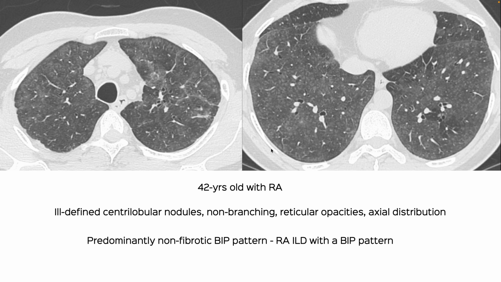The BIP pattern is the original HP pattern, and we now know that whatever looks like classic HP can actually be a pattern in patients with connective tissue disease, or there could be other etiologies as well. And as I said, I will do a separate post to explain the evolution of the BIP pattern, or the bronchiolocentric interstitial pneumonia pattern. And this is a patient with RA with these classic ill-defined centrilobular nodules and ground glass, which represents a non-fibrotic BIP pattern.